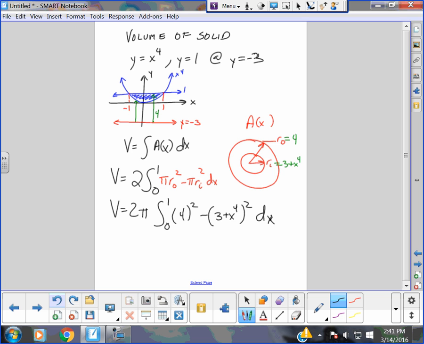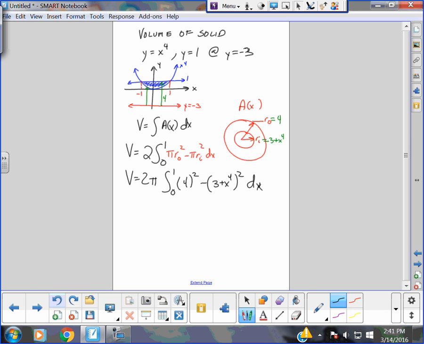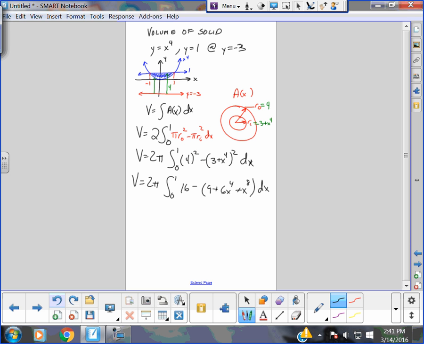If I'm going to do this integral, I can't do a u substitution because I don't have an x cubed in this term. So I have to expand it. I have to do the binomial expansion. I think I get 16 minus (9 plus 6x to the 4th plus x to the 8th) dx. Again, notice I'm careful to make sure that I don't screw up the distributing of the sign here. And then I get 2 pi times the integral from 0 to 1. If I distribute the negative and combine 16 and 9, I get 7 minus 6x to the 4th minus x to the 8th dx. That's good so far.